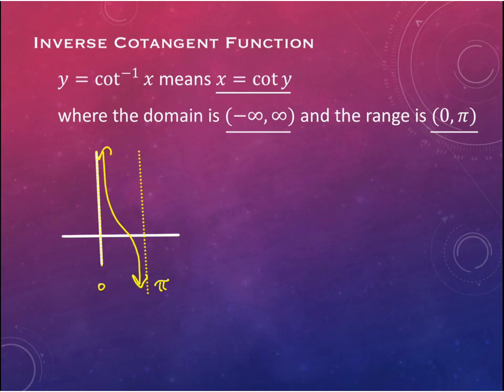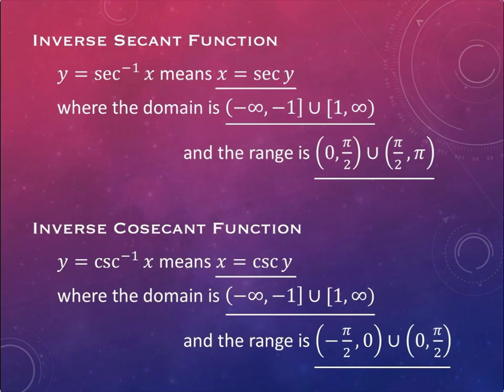So when we flip them, the domain is now negative infinity to infinity for inverse cotangent, and the range is from 0 to pi. Okay, so remember we're flipping domain and range when we do inverse functions. Secant and cosecant are these branches that open up and down.